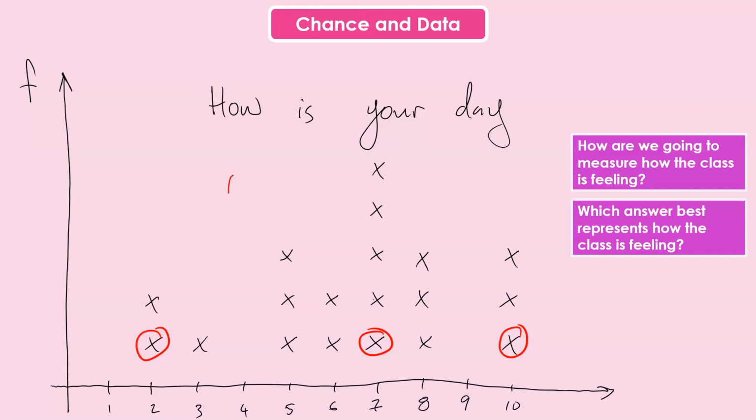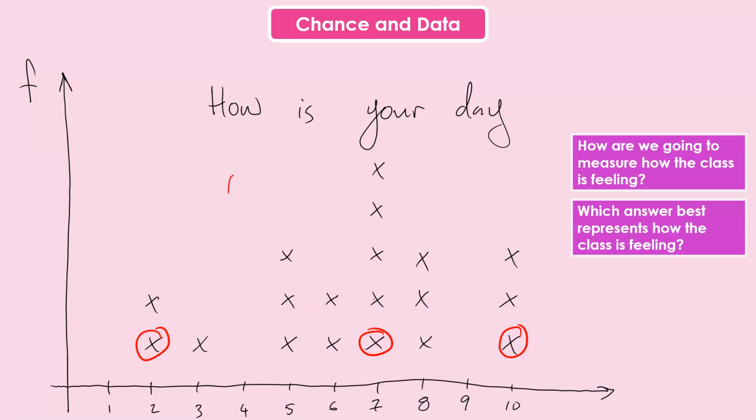So 7. And that's because we get around this idea that the middle represents the whole, or the whole group. So 7 is the number that best represents the middle of the group, that most people are scoring around about that. So you'd be able to say that most of the class is quite happy with their day.